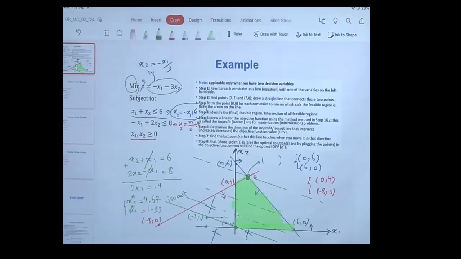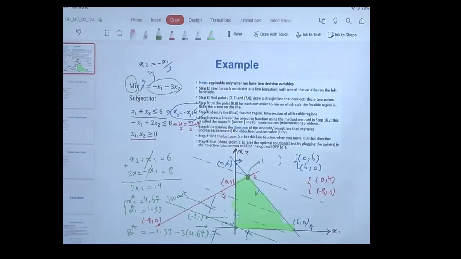And if you plug those into the objective function, the optimal objective function value is going to be basically minus 1.33 minus 3 times 4.67, whatever that value is. That's the optimal objective function value. Okay, so that was the process.